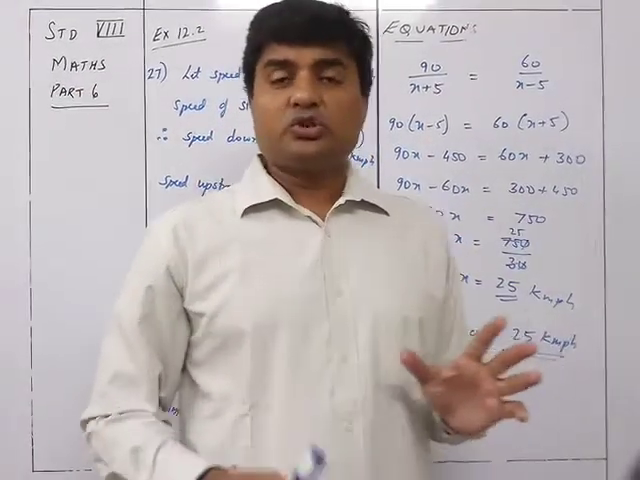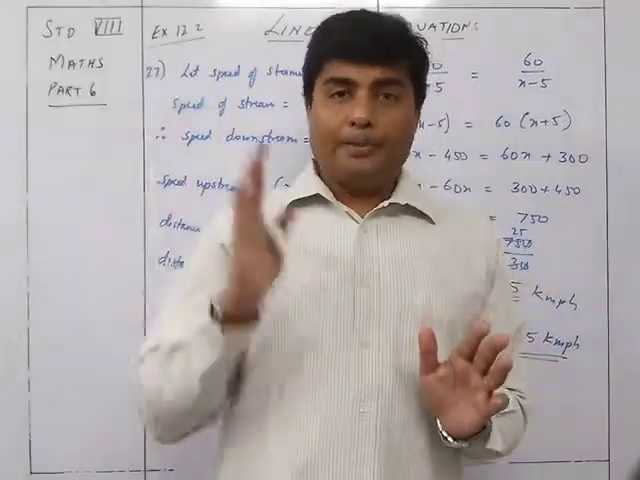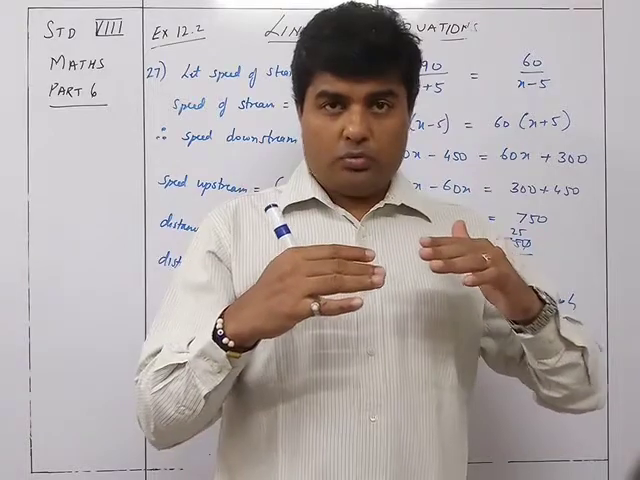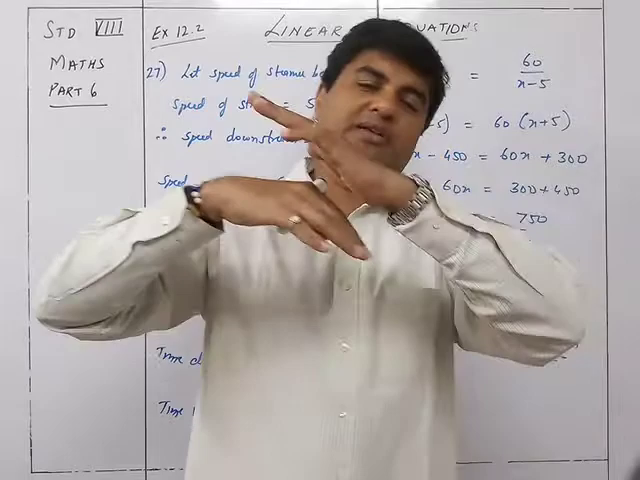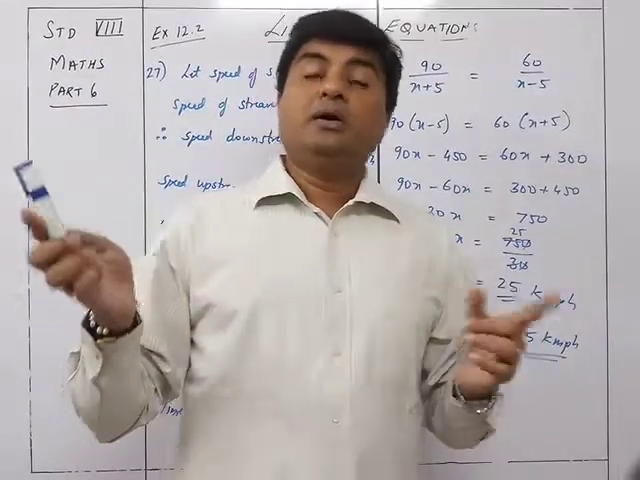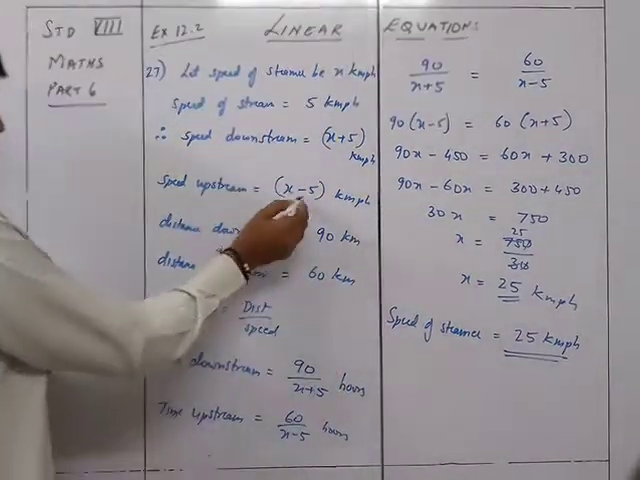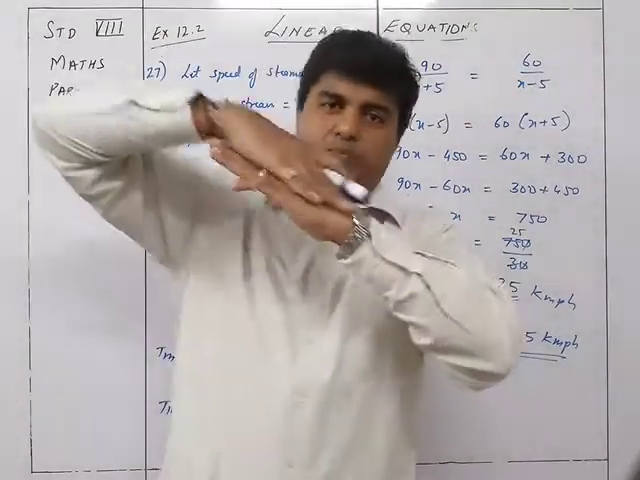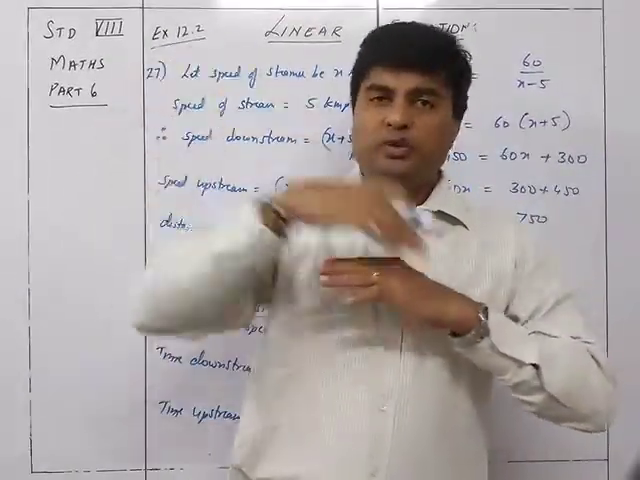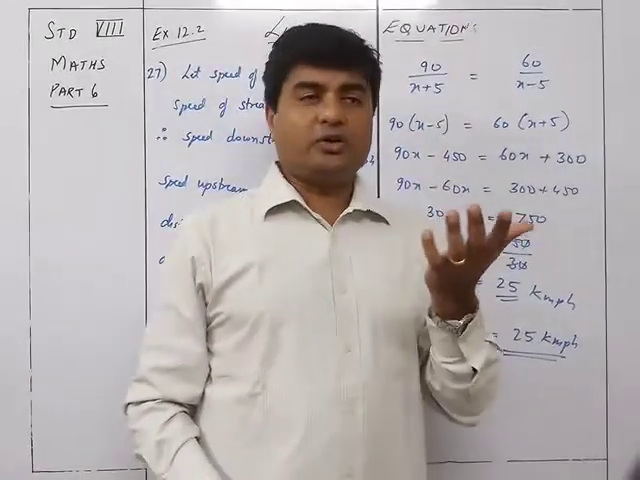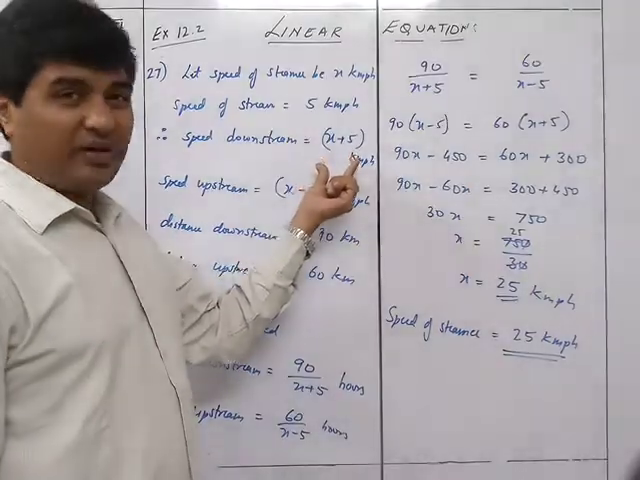Did you understand this? In any upstream downstream sum, you will have to think properly. Upstream means against the flow. Water always goes down. Upstream is against the flow, so the speed will be the speed of the boat minus the speed of the water: x minus 5 upstream. When you are going downstream, the water is going down and we are also going down, so it pushes you. When it pushes you, the speed will be the addition of the two. x is the speed of the boat and 5 is the speed of the stream, so it is x plus 5.